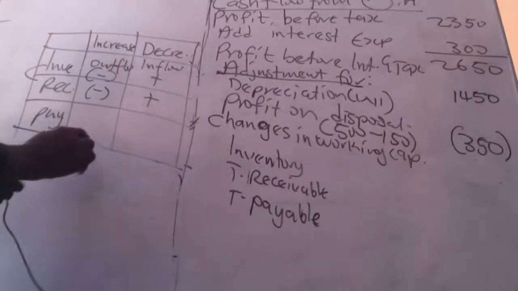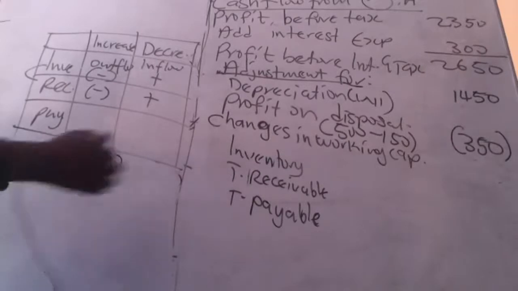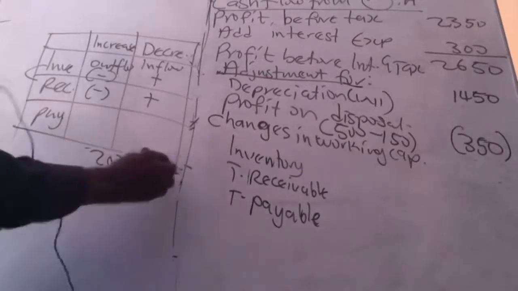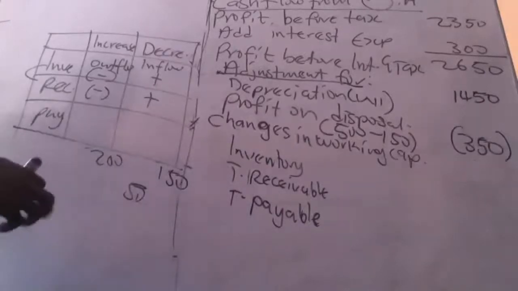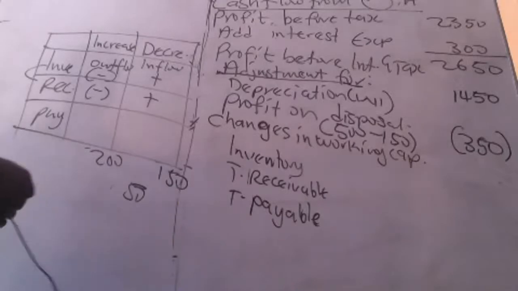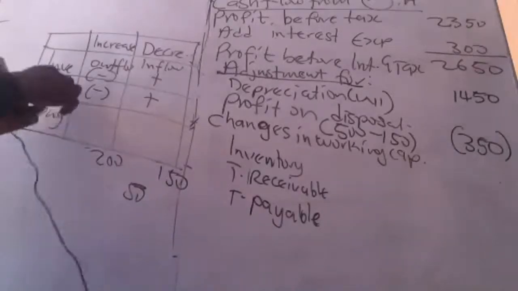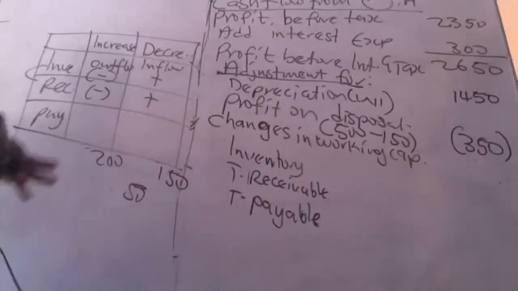Now, when it decreases, that's the good news. At the start of the year, 200 people were owing you. At the end, only 150. It means that 50 has come in, redeeming or paying off part of their debt. So it's an inflow. So when receivable decreases, it's an inflow. That's the good news.